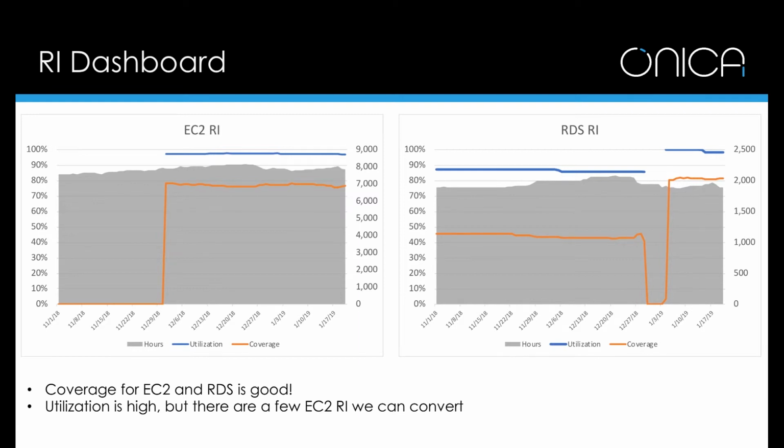So ideally, we're aiming for about 70 to 80% coverage for this particular demo client, and we're pretty close to it, so that looks good for both RDS and EC2. And utilization is pretty high. It looks like we do see a little bit of underutilization for RDS and EC2, and this is something that the Onica team can look into, make recommendations on, and also do RI conversions for to hopefully increase this utilization rate.